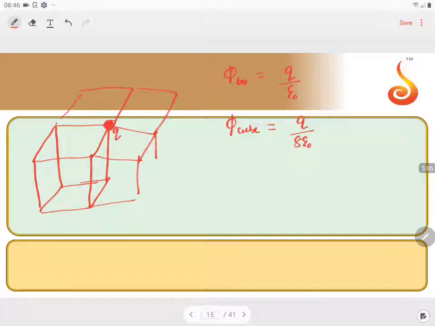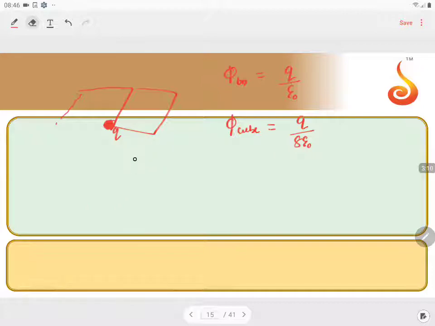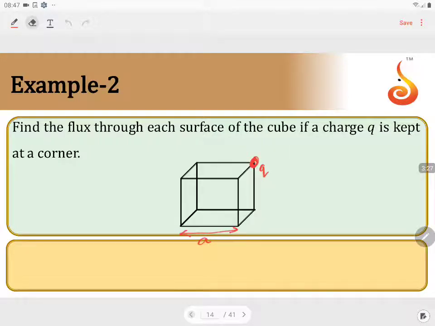So now we got that the flux through the given cube will be q by 8 epsilon naught. Flux through the given cube will be q by 8 epsilon naught. We got that. Okay. So now, see here.